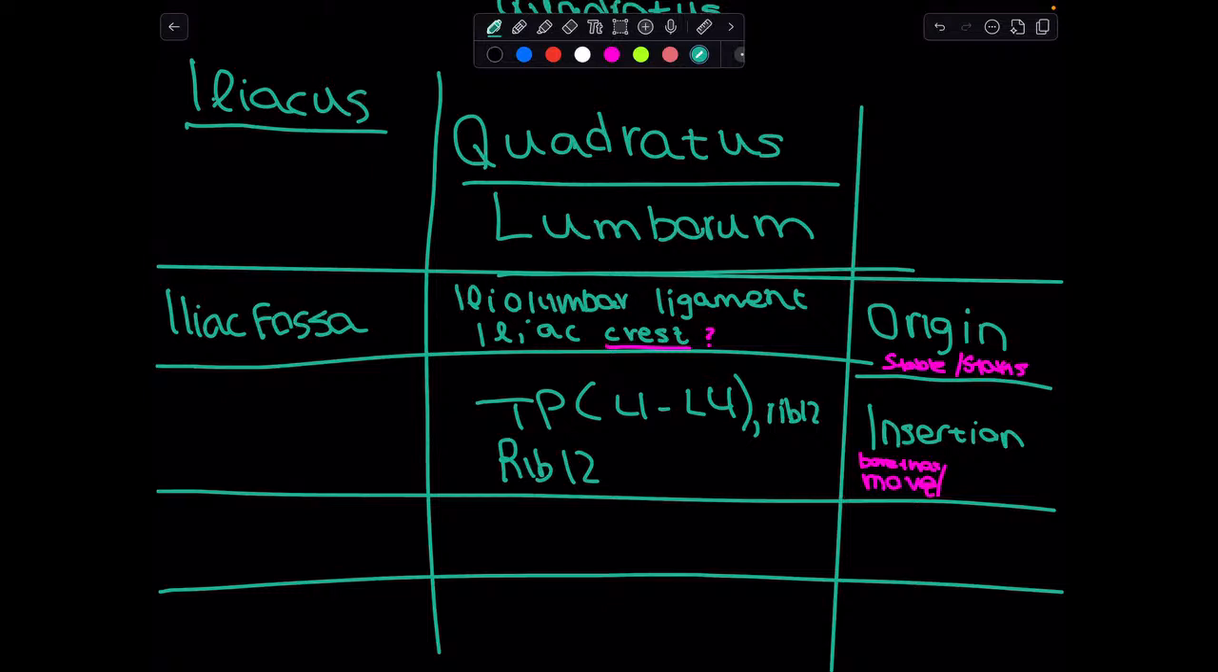Okay, so let's talk about the lesser trochanter of femur. Why is this the insertion of the iliacus? The lesser trochanter is the insertion point for the iliacus because it allows the muscle to effectively flex the hip joint. When the iliacus contracts, it pulls on the lesser trochanter, lifting the femur and helping with movements like walking, running, or climbing stairs.